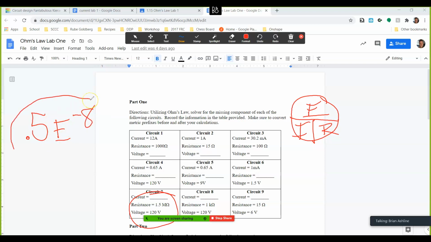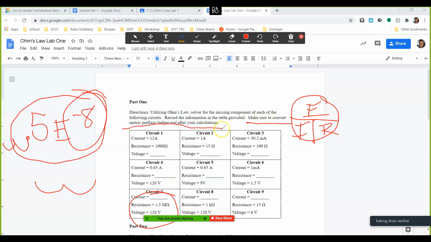This just means this is scientific notation. It means you're going to take the decimal point, you're going to move it back 8 places, then you're going to convert that to be a metric prefix. If this was a positive number, then you'd move your decimal place to the right 8 places. But since it's negative, you're going to move it to the left 8 places. Okay? Make sure all your answers are converted to metric prefixes before you do your calculations and after you do your calculations.